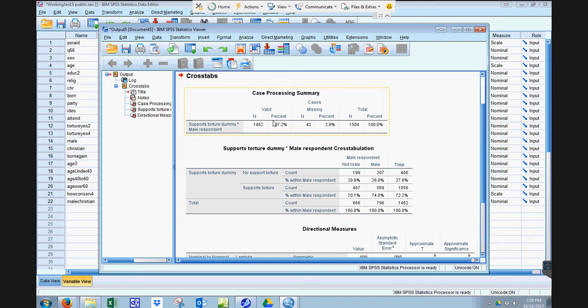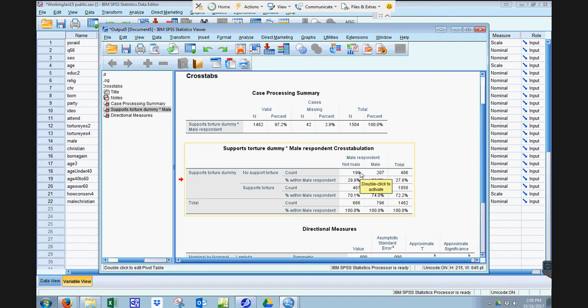As you can see, we have 1,462 people in the sample, and as I get down here to the cross tabulation, the reason why I want to put the count in the cell is that for all of the statistics that we're running, it's important that we have counts in each cell. So in this case, among women, 199 don't support torture and 467 do support torture. Among males, that's 207 versus 589.